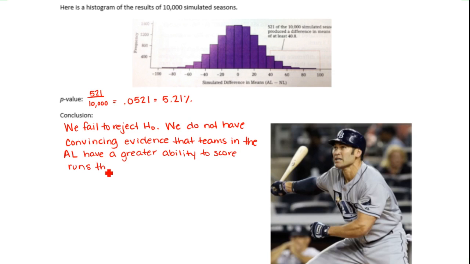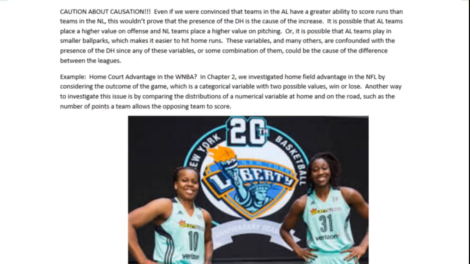It is possible the AL teams place a higher value on offense and NL teams place a higher value on pitching. Or it's possible the AL teams play in smaller ballparks, which makes it easier to hit home runs. These variables and many others are confounded with the presence of the DH. Be very careful about labeling what the cause is, as any of these variables could be the cause of the difference.